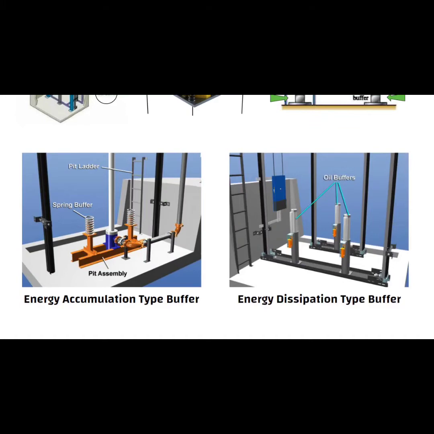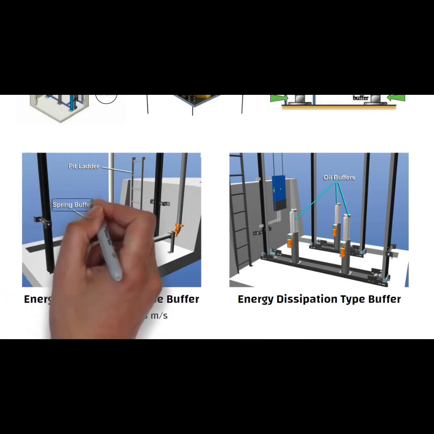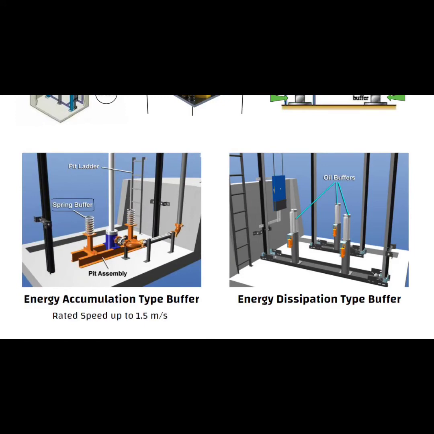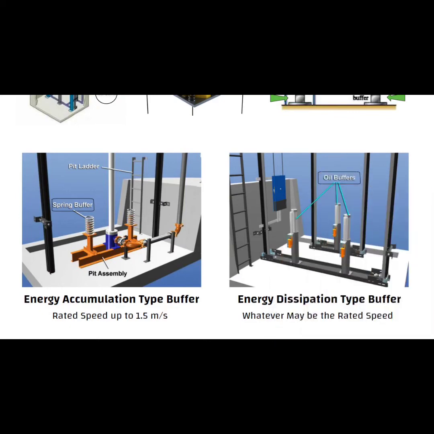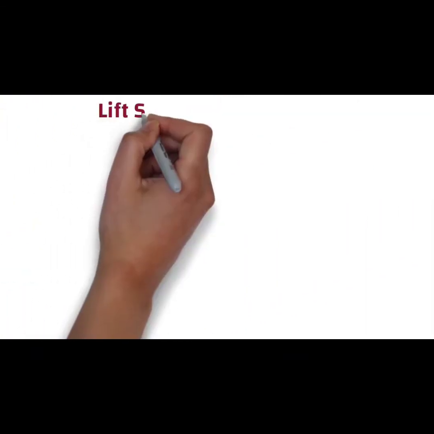Energy accumulation type buffers may be used only with lifts having a rated speed up to and including 1.5 meter per second. For example, spring buffer. Energy dissipation type buffers may be used whatever may be the rated speed of the lift. For example, oil buffer.